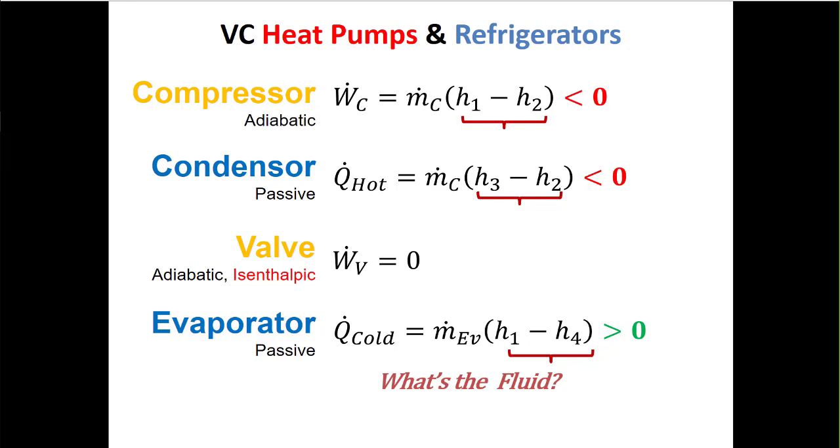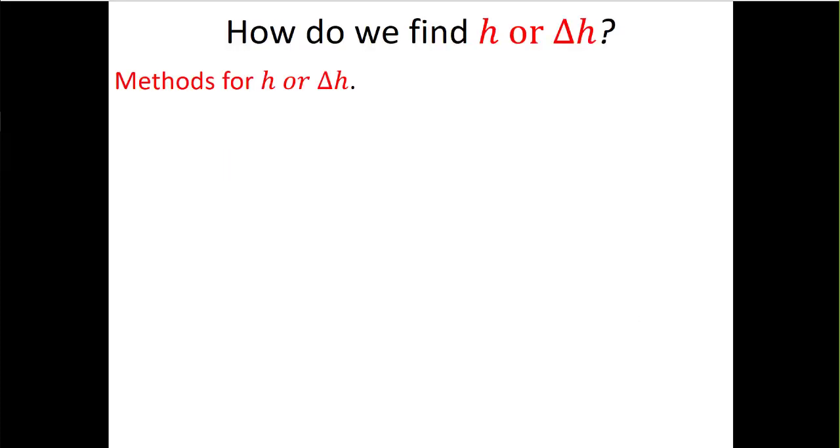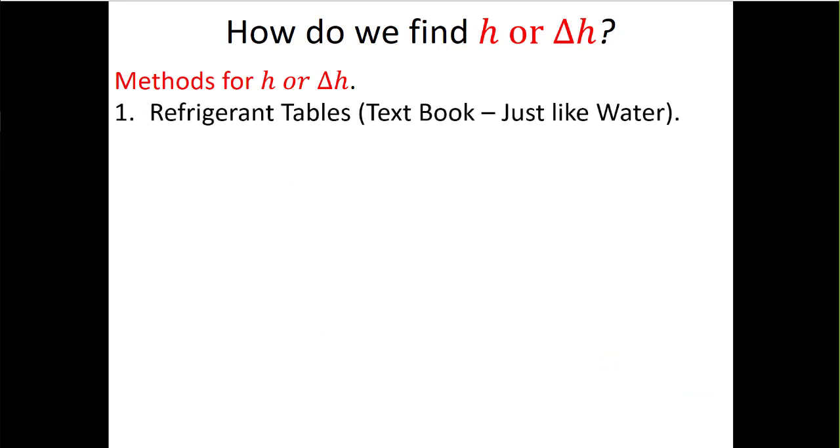So now what's the fluid, right? The fluid is like water in that it's going to bounce back and forth across the vapor dome, but they're different tables if we were going to use the tables. But we're going to try to learn today a way that we can fix these states graphically without using the tables, right? So if you got a question like this on the exam, you could use the refrigerant tables that are in the textbook, right?